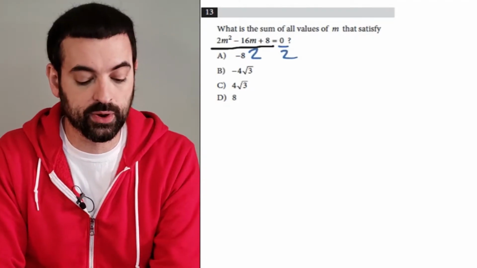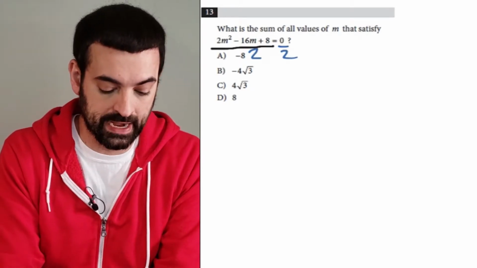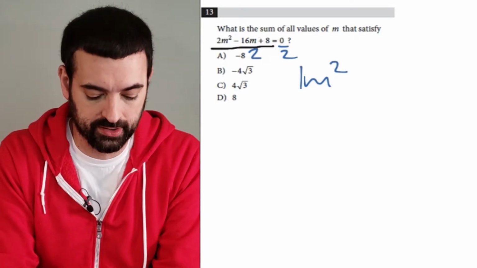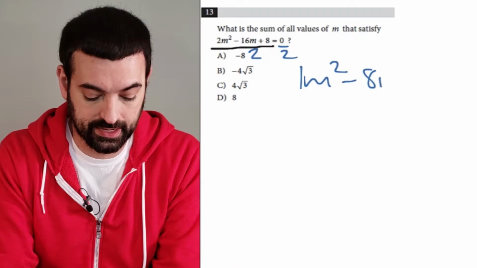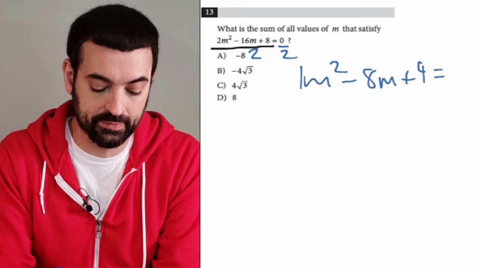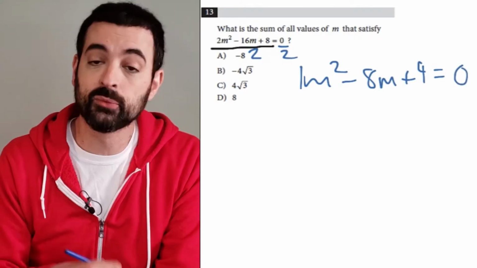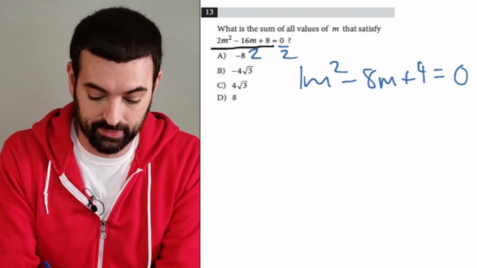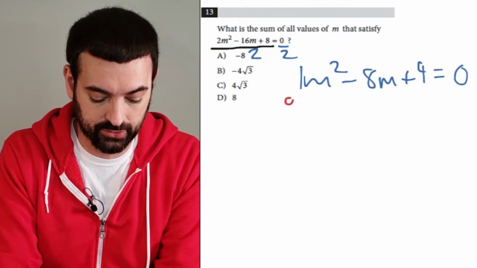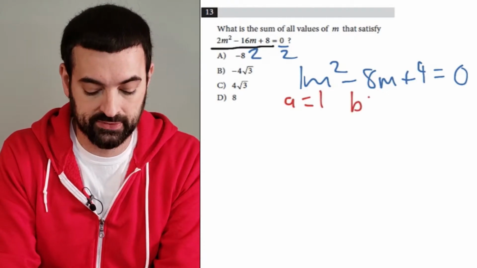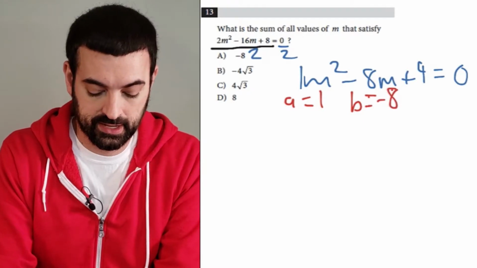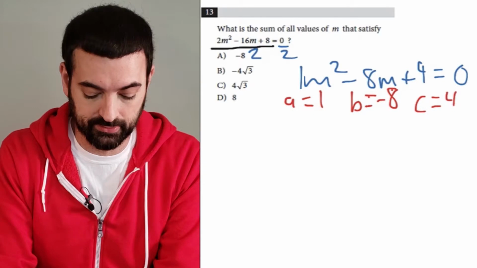So we divide 2m squared minus 16m plus 8 by 2, and we get m squared, or 1m squared, minus 8m plus 4 equals 0, and we know that 0 divided by 2 is still 0. So we can now put these values into the quadratic formula. I'm going to label these for you. Our a value is 1. Our b value is negative 8. Pay attention to the negative sign. And our c value is 4.